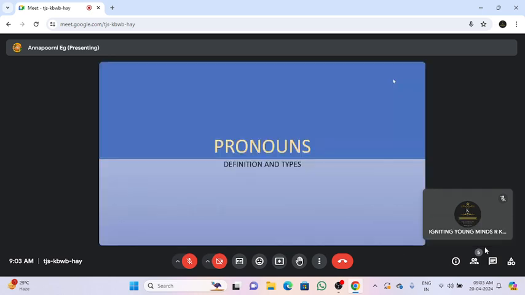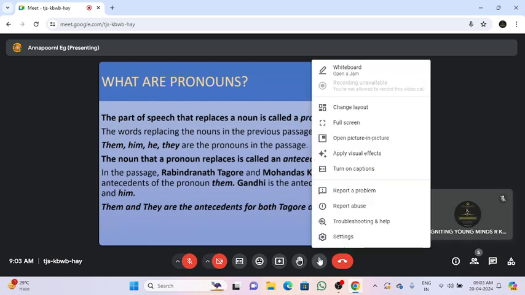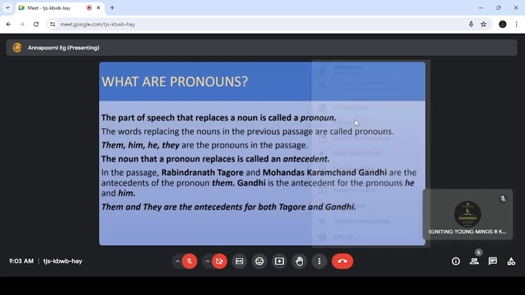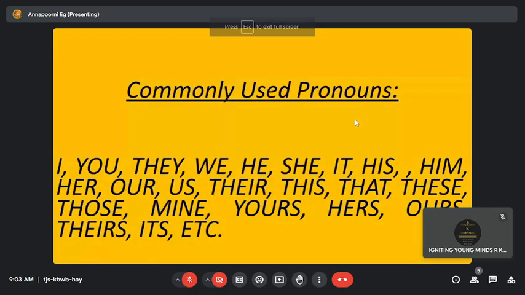So what are pronouns? A pronoun is the part of speech that replaces a noun. And we discussed the commonly used pronouns, that is I, you, they, we, he, she, it. These are the personal pronouns.